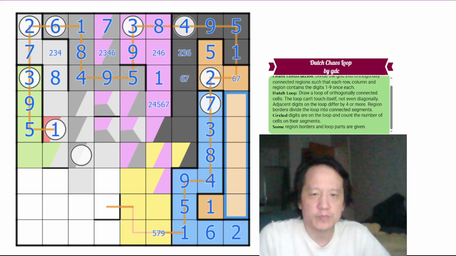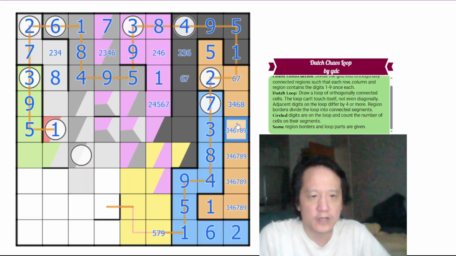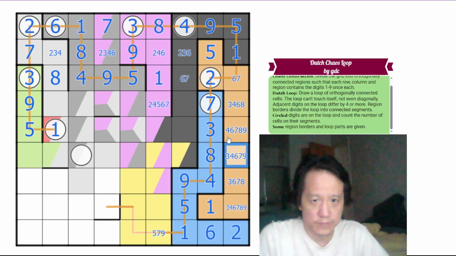These digits must be... what? 3, 4, 6, 7, 8, 9. And this can't be 7 or 9. No 3 here, no 8, no 4 or 9 here. This 7 eliminates 7 here.